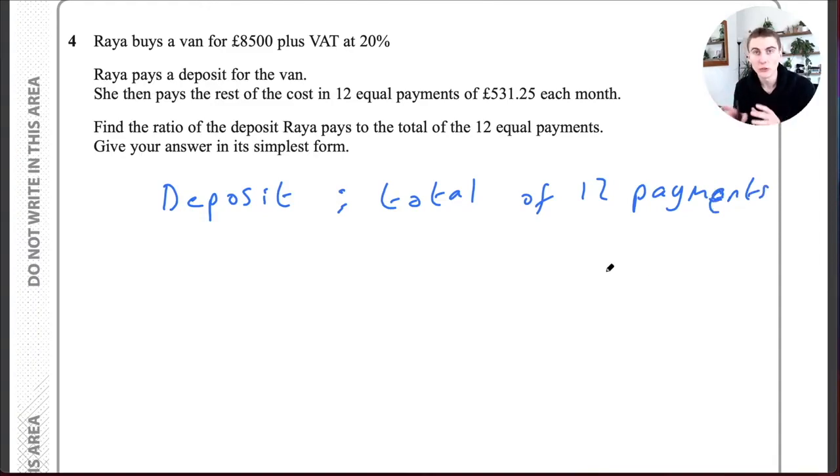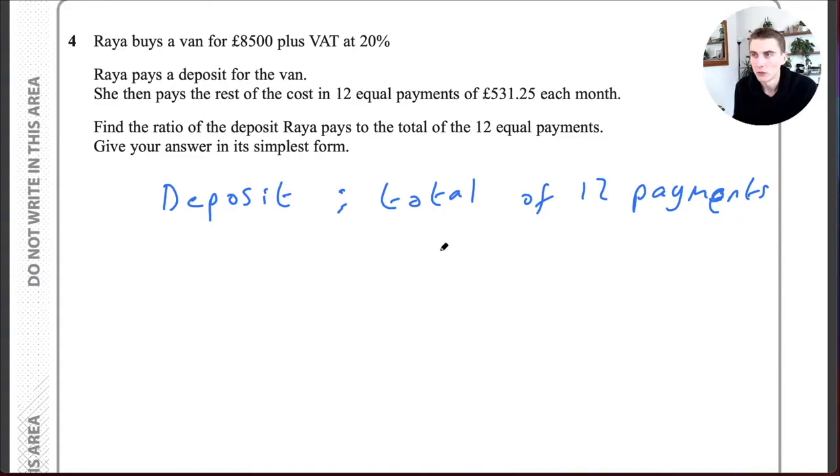And of course, to find that ratio, we're going to have to find what the deposit was, and we're going to have to find what the total of the 12 payments was. Now that might be a bit complicated, it might take a few steps, but at least we know what we're doing. So, I suppose the easiest one to start with would be to find the total of the 12 payments, because we're told that there's 12 of them, and this is how much they are each.